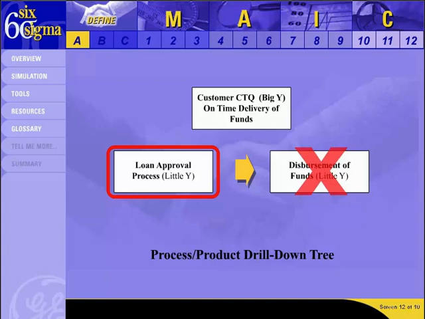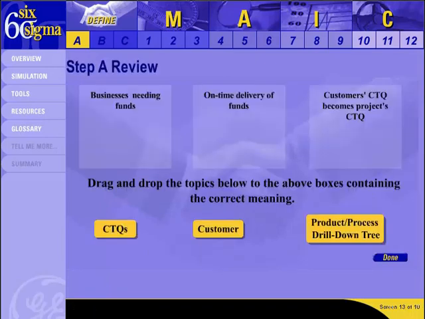We now have taken the customer's CTQ, on-time delivery of funds, and flowed it right into the project's CTQ, speed up the loan approval process. That is, if we can decrease the total time and variation for the loan approval process, we will be able to deliver funding to the customer more consistently around the date funding is requested. By completing the process product drill-down tree, you have finished step A of define. Now the project is taking shape. Spend a moment reviewing what you have learned. Drag and drop the topics below to the above boxes containing the correct meaning. When you have finished, click Done.